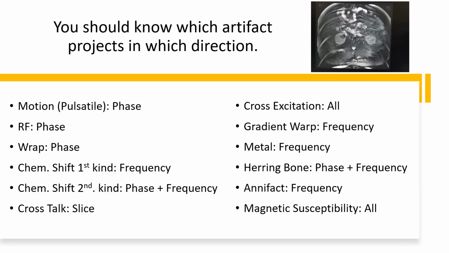So if you've got an artifact and you're not sure what it is, and you're saying, well, wait a minute, that's in the phase direction. Well, guess what? If it's in the phase direction, it's not chemical shift, or it's not an artifact. So it's a process of elimination. So know the directions of your different artifacts, which way they go. There's a couple that go in both directions. And then, okay, it just helps you with the process of elimination.